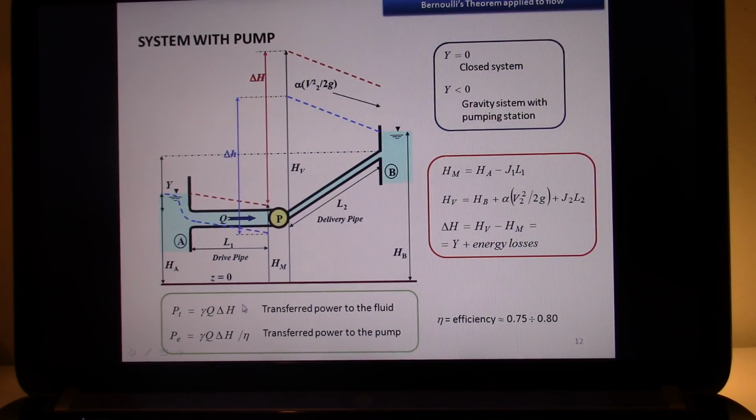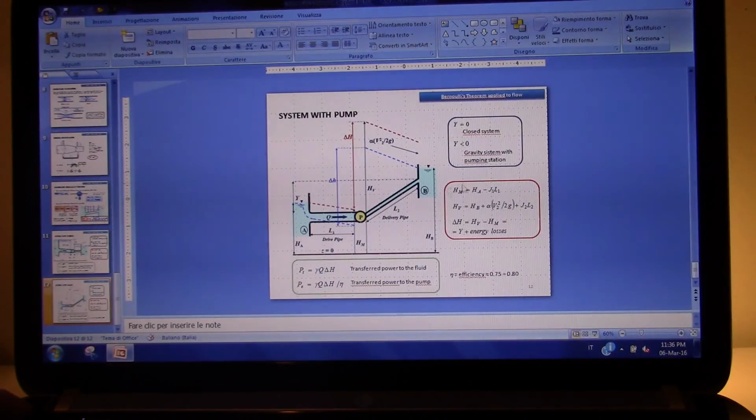In the end, again, you can compute the power transferred to the fluid as the specific weight, gamma times Q, that multiplies the delta H, so the energy due to the pump. To evaluate the power absorbed by the pump, you have to take this quantity and divide it by the efficiency of your pump, which is a value that usually ranges from 0.75 to 0.80. All right.